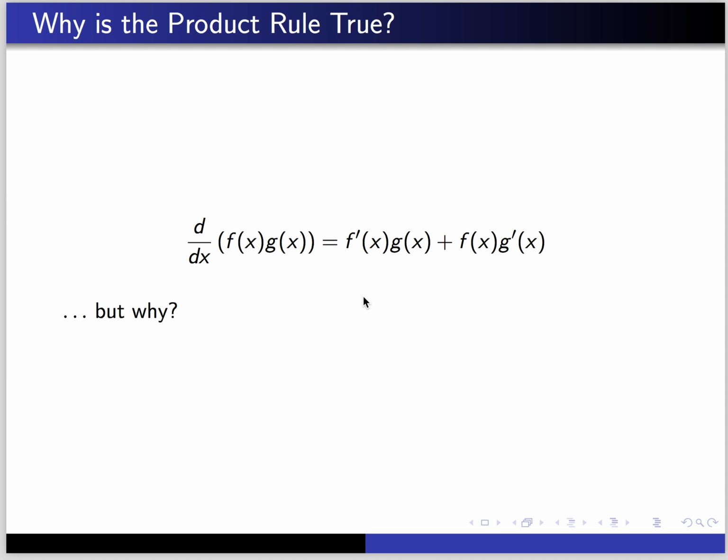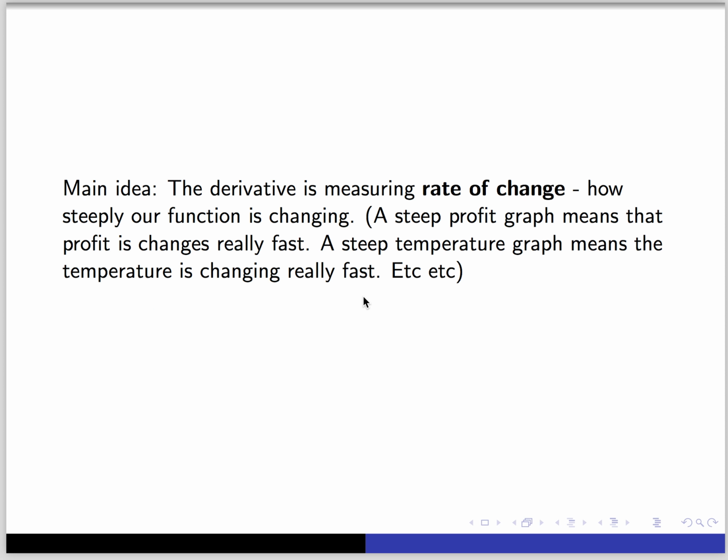And so to see why the product rule is true, we have to use an example. We're going to use an example of revenue. And we're going to remember that the derivative is measuring rate of change. Right? It's measuring how our function is changing. And so, for instance, we often think about this as slope on a graph. So if we're looking at a graph of profit, and the profit is getting bigger and bigger and bigger, that graph is really steep, then that means that our profit is changing really fast. Right? And if we're looking at a graph of something else like temperature, and the temperature also has a really big slope on that graph, then that's going to mean that our temperature is changing really fast.